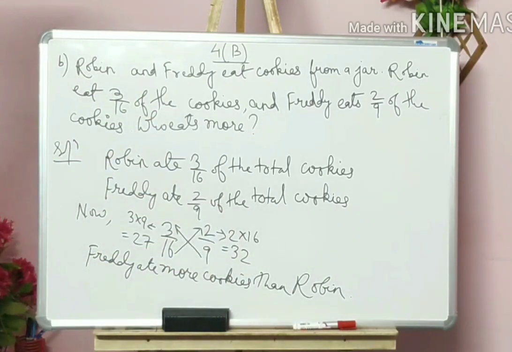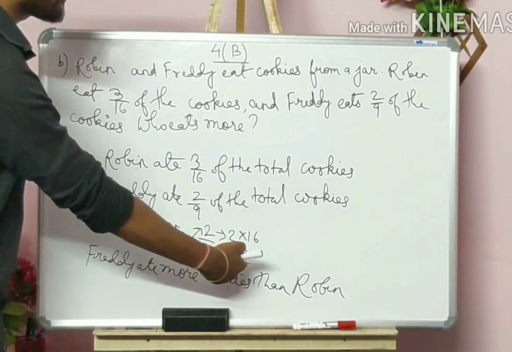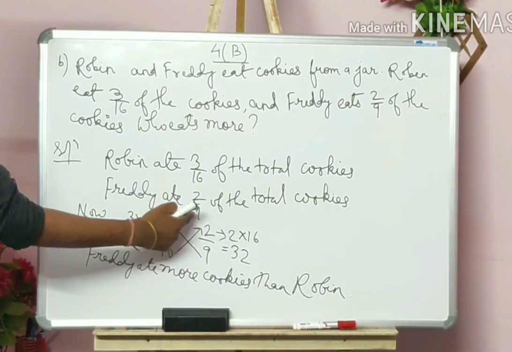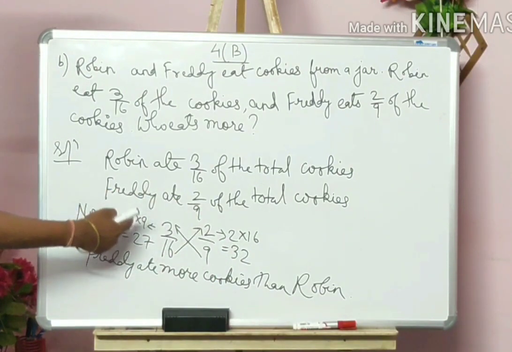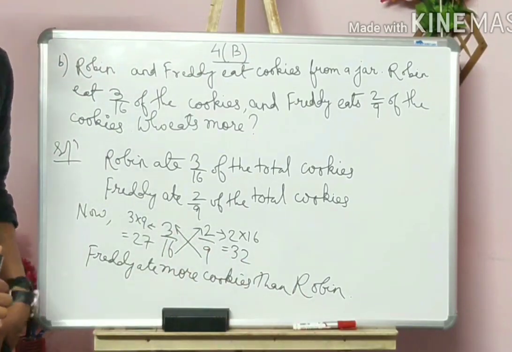And now we will see simply whether the multiplied value 27 is greater or 32 is greater. That means 32 is greater, we all know it. So 32 came for which value? 2 by 9, and 2 by 9 was Freddy. That means Freddy ate more cookies than Robin. So I think that you have got this question.